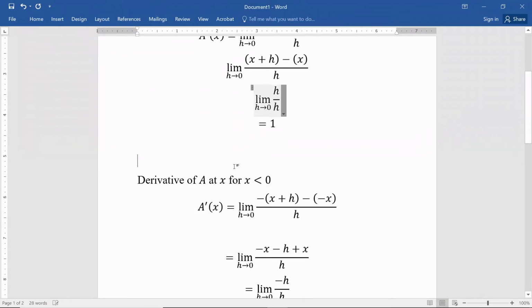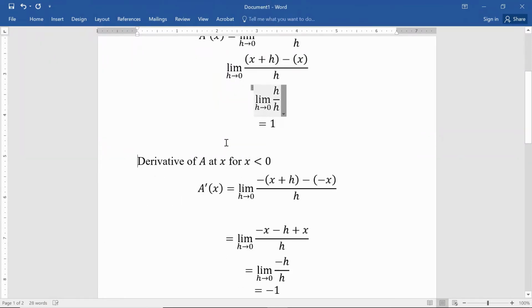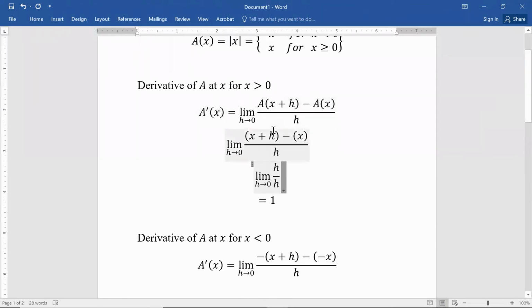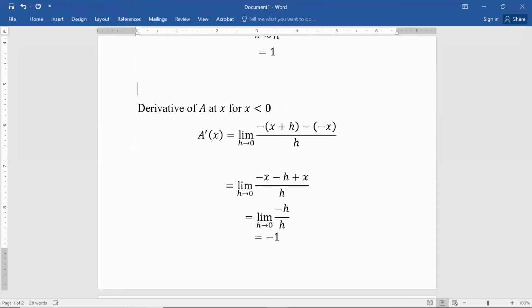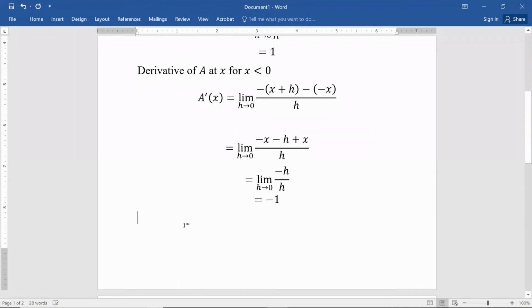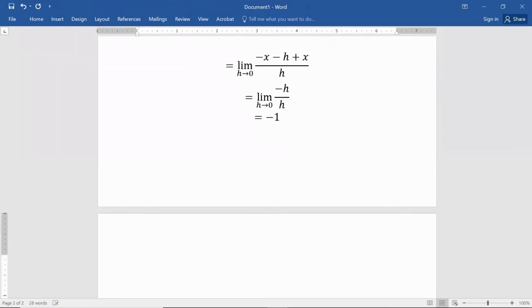Now, think about this. What's going to happen when x is 0? Well, when x is 0, if the h values are positive, we're going to get a right-hand limit of positive 1. And if the h values are negative, we're going to get a left-hand limit of negative 1. So the derivative can't exist at 0. Let me say that again.